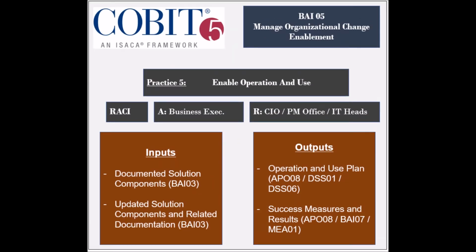The fifth practice is to enable operation and use. The entities that are responsible include the business process owners, the project management office, and several IT heads and managers. The entity that is held accountable is the business executives.